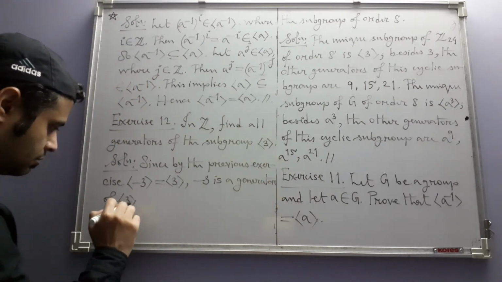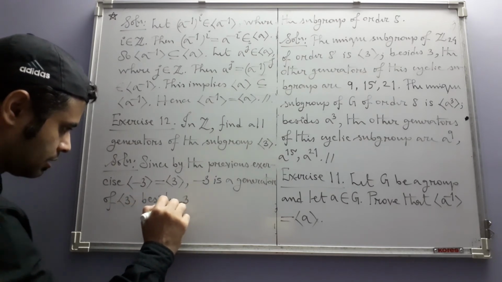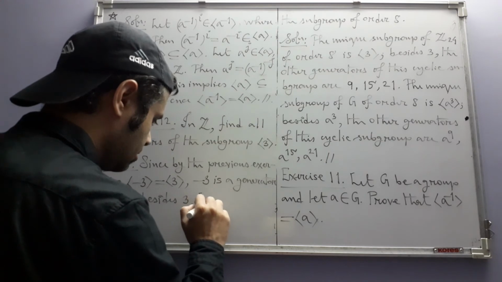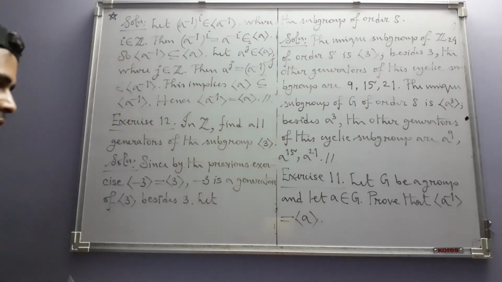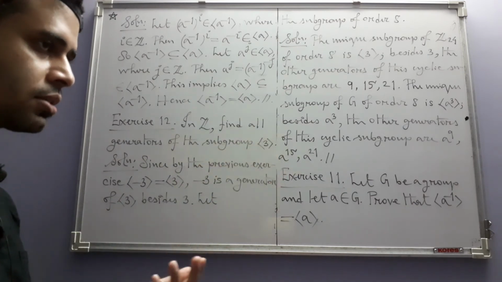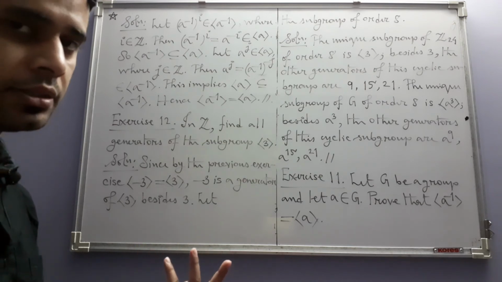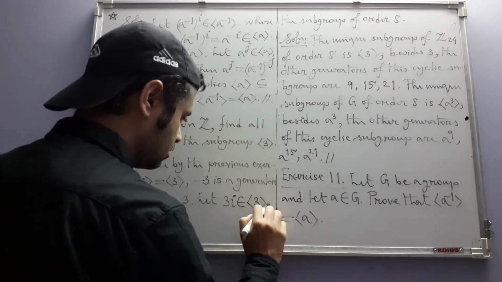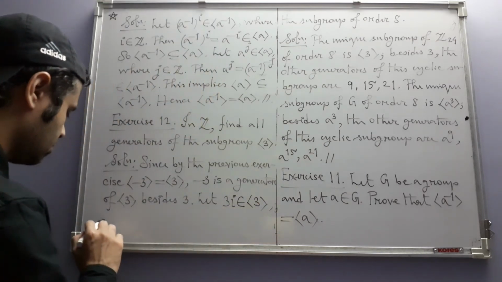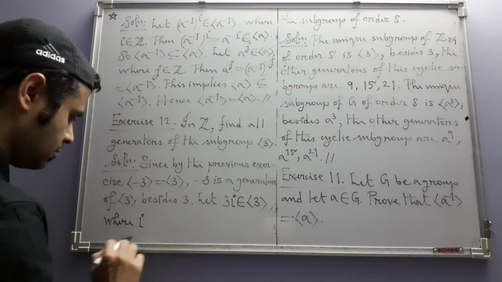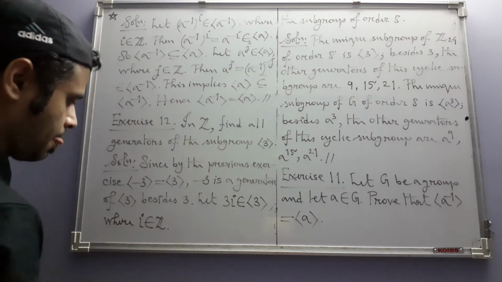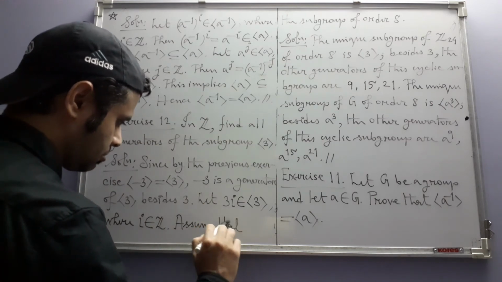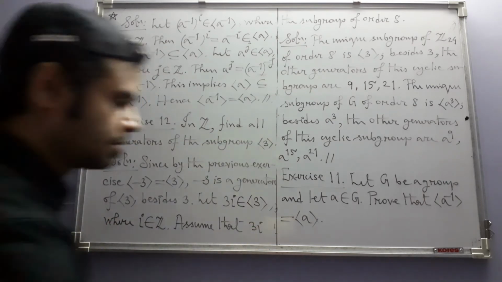of this subgroup besides 3 itself. Do we have any other generator? Let us try to find. Note that a generator of a cyclic subgroup must first of all be an element of the subgroup. Otherwise, how can it generate the subgroup? So let 3i belong to the cyclic subgroup generated by 3, where i is an integer. Assume that 3i also generates the same cyclic subgroup.